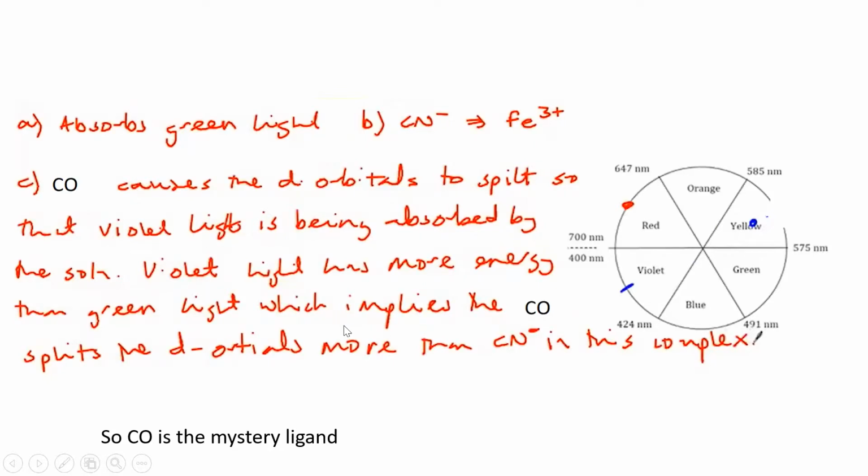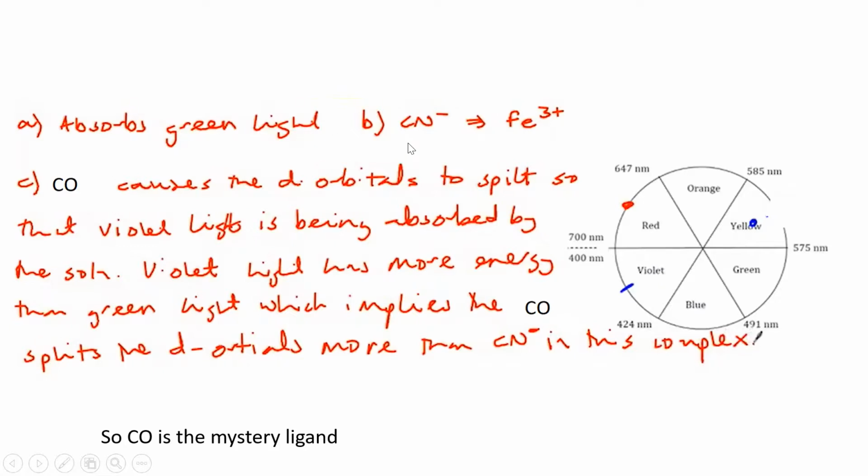And then the way you write about it is you would describe it by saying that the violet light is going to be higher energy than the green light, okay? And then that way it splits the d orbital more, okay? Like we see in the color wheel here. So again, part A absorbs green light if you see red. Part B, you know that your iron has an oxidation state of 3 plus. And then this last one is about violet light versus green. And then your mystery ligand will probably be carbon monoxide, CO.